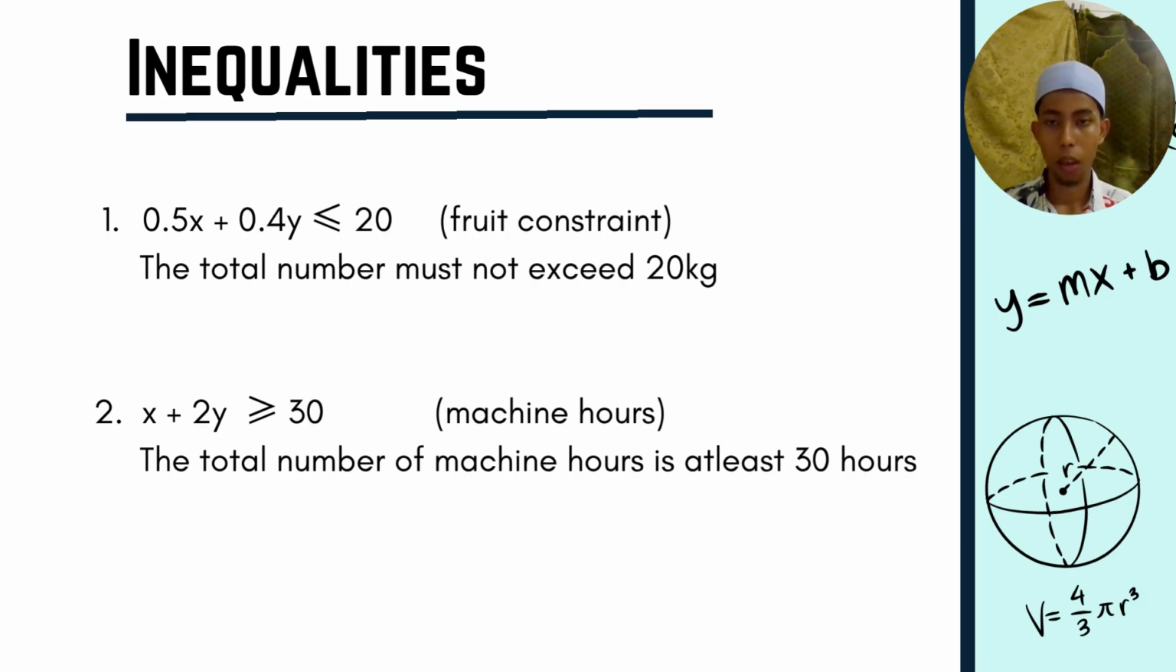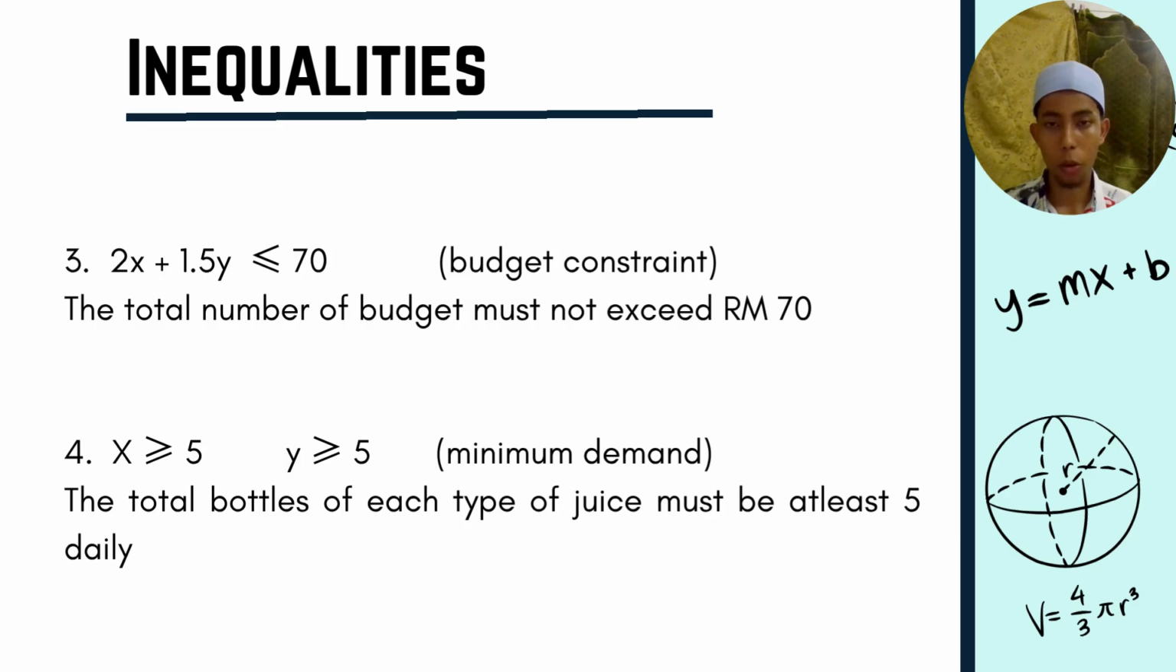The second inequality is from machine hours: x plus 2y is more than or equal to 30. The total number of machine hours is at least 30 hours. The next inequality is the budget constraint: 2x plus 1.5y is less than or equal to 70. The total budget must not exceed 70 ringgit.